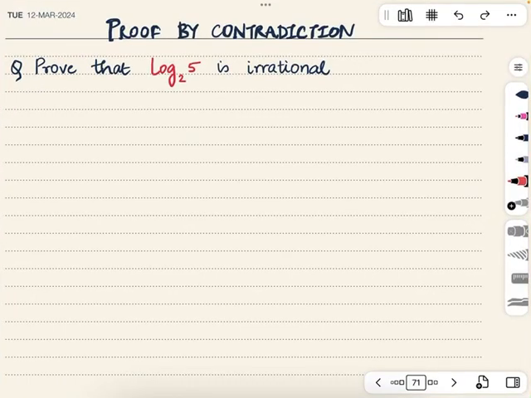Hi everyone. Here we are going to prove that log base 2 of 5 is irrational. And the method that we are going to use is proof by contradiction. That is, we are going to assume that log base 2 of 5 is a rational number.